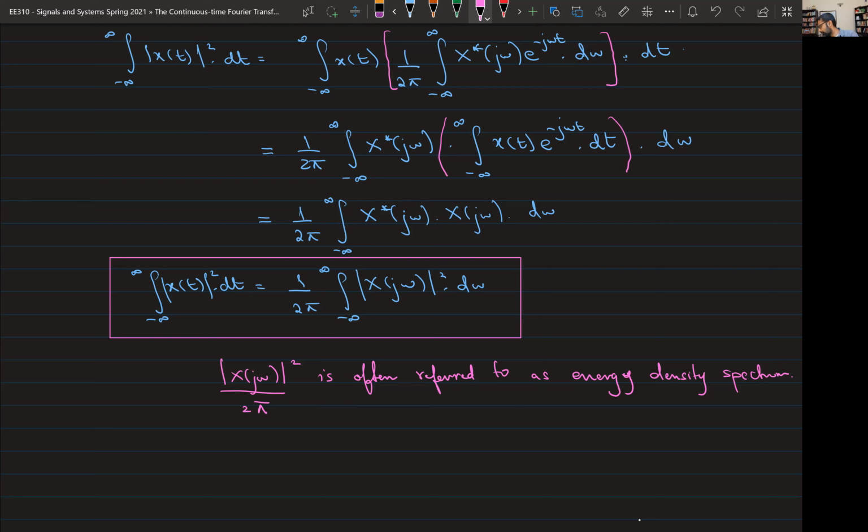I am going to stop here. We can start with an important property, which is the convolution property, next time. Are there any questions about what we've done?